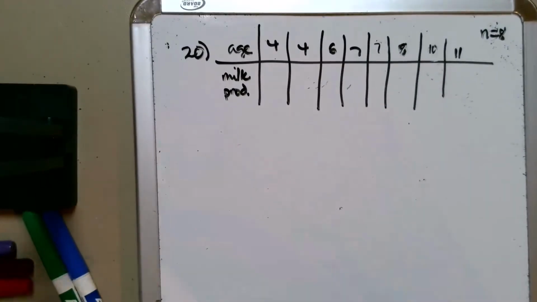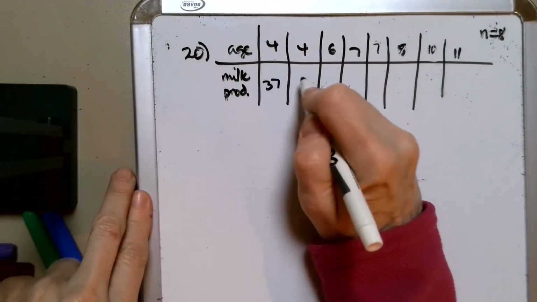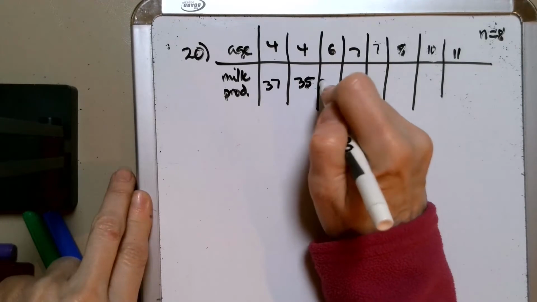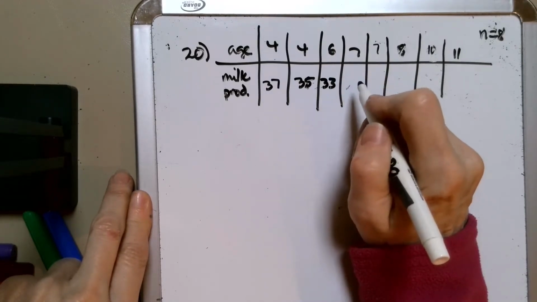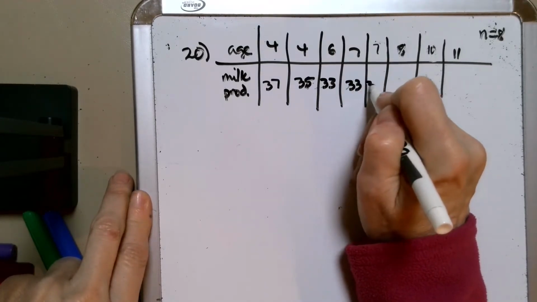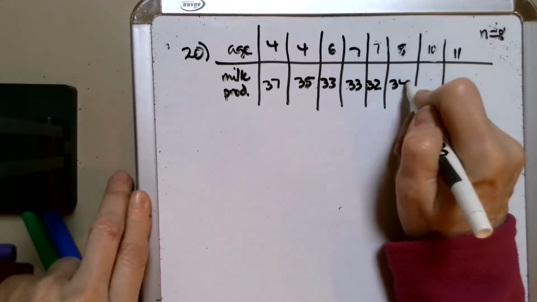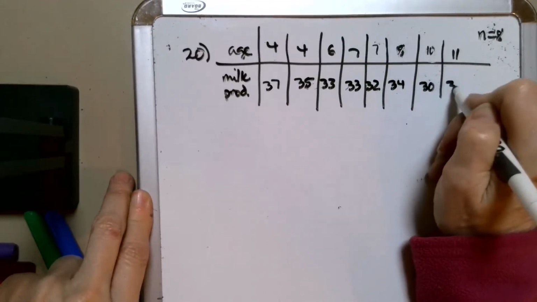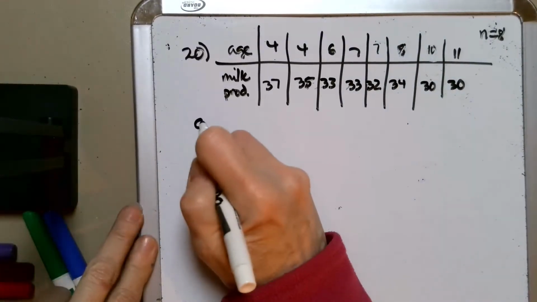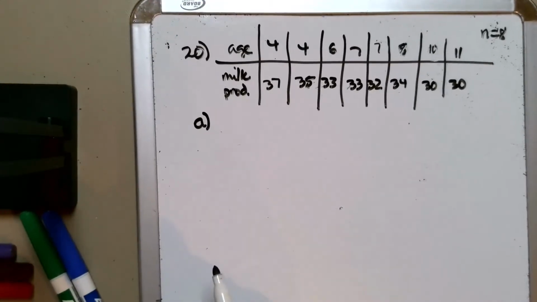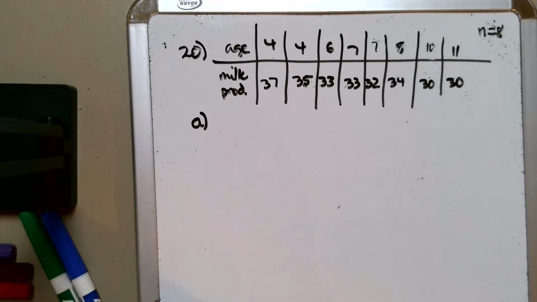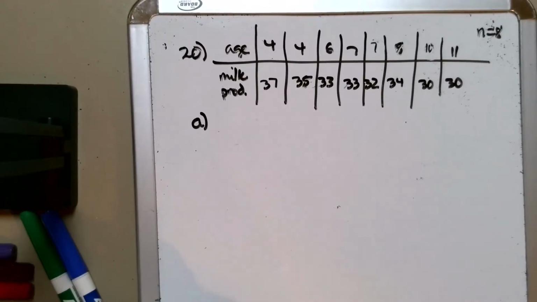Okay. And the milk production, 37 gallons, 35, 33, 33, 32, 34, 30, and 30. All right, so question A says, which is the independent variable X, which is the dependent variable? So which way is the data? Does the age depend on milk production, or does the milk production depend on age?